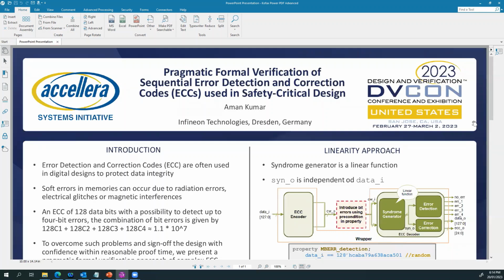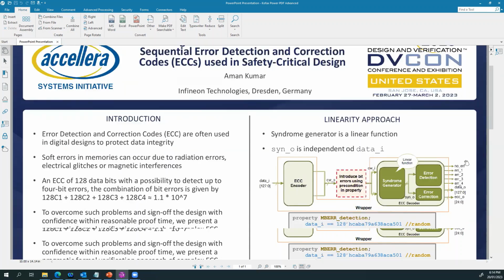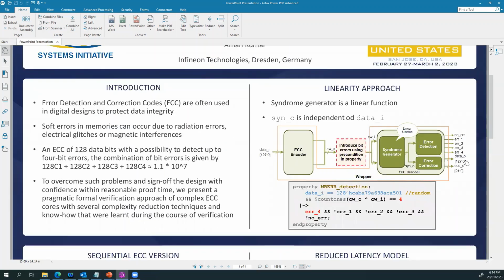The topic for today is pragmatic formal verification of sequential error detection and correction codes used in safety critical design. ECC basically consists of two stages, the encoding and the decoding stage. The ECC that we are using in our project is a quad bit error detection and triple bit error correction ECC. So it's a quad tech ECC. And we also have a sequential version of it where we have sequentially pipelined encoding and decoding stages.